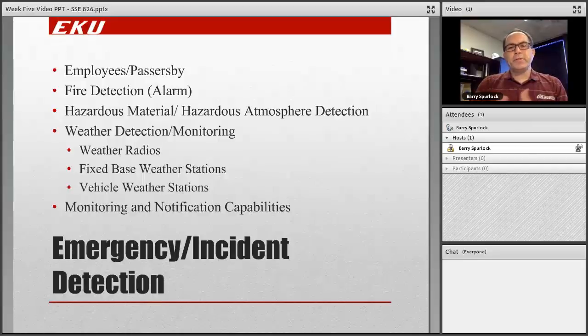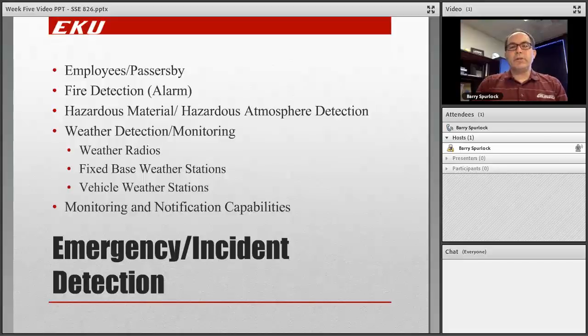Hazardous material, hazardous atmosphere detection, there are obviously thousands of sensors out there, or maybe not thousands of sensors, but systems out there that employ a variety of sensors that usually are designed to detect a particular hazardous substance or a particular hazardous atmosphere. And then we'll see those either provide a local notification, or they might provide a facility-wide or even community-wide notification.